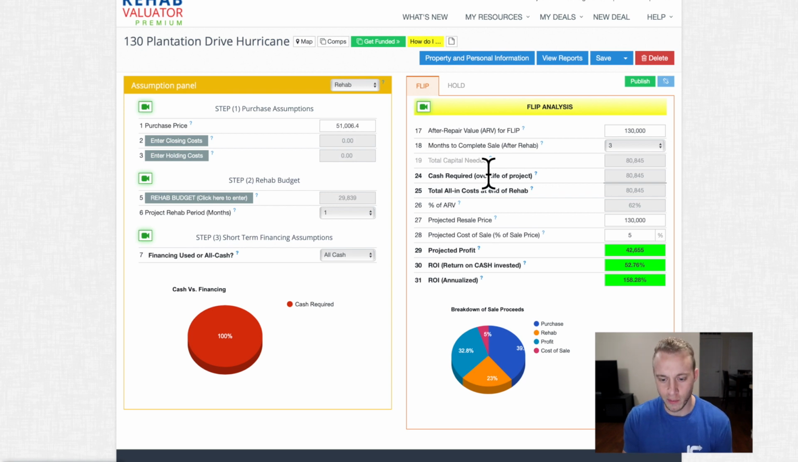All right, so after repair value for us on this property was $130,000. I actually think we changed that. I think we were around $125,000 and we pushed that up because the market dictated that. So it's at $130,000, which was almost spot on because it's about what we've sold it for. This house is in contract and actually scheduled to close one week from today. So it might even be closed before you guys watch this video.